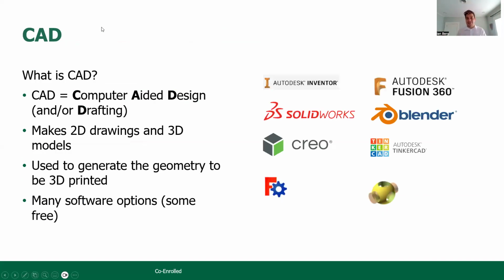Then the other common thing is to create it yourself in some way, and that's the CAD part, computer-aided design, or back in the day, computer-aided drafting. So these softwares make 2D and 3D models. They're used to generate the geometry that you want to 3D print, and there are lots of software options. Some of them are free, some are very expensive, some are everywhere in between. What I usually recommend is that people start out with this totally free one called Tinkercad, and then eventually progress to Autodesk Fusion 360, and I'll introduce both of those.